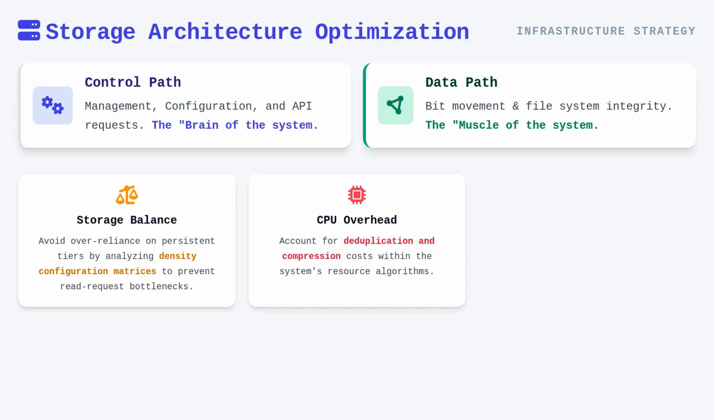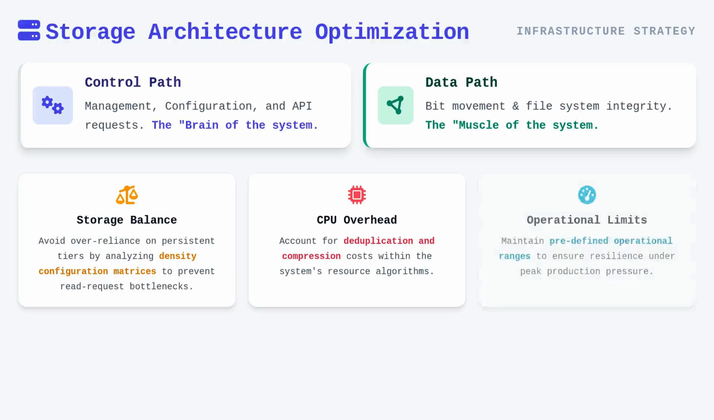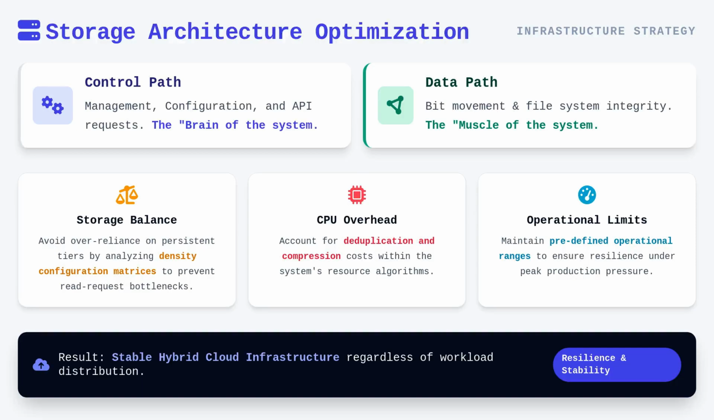If your workload involves significant deduplication or compression, the CPU overhead on the controllers must be accounted for within the resource algorithms of the system. Ensuring that these variables stay within predefined operational ranges is the difference between a resilient storage solution and one that risks bottlenecking under peak production pressure. By internalizing these technical requirements, you ensure that the hybrid cloud infrastructure remains stable regardless of the workload distribution.